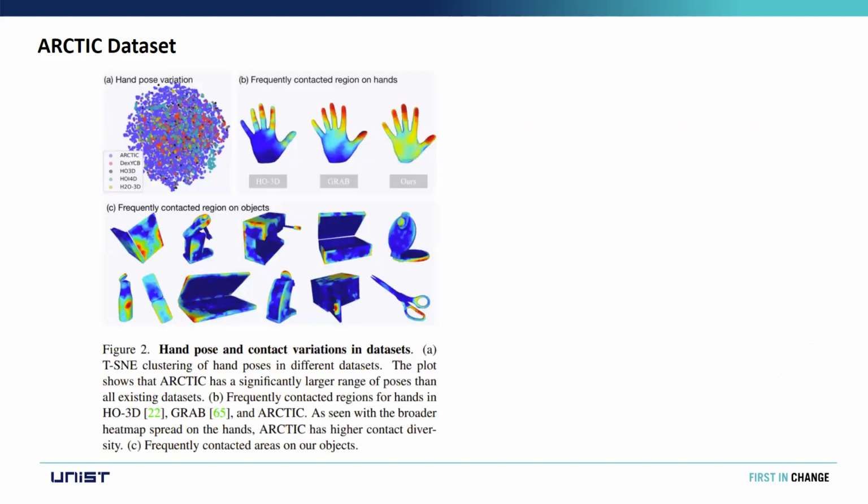This is also some kind of qualitative visualization difference. As we can see on the top left corner, we have the hand pose variation. The plot shows that Arctic has a significantly larger range of poses than all the existing datasets. In B, we can see the frequently contacted regions on the hand. As we see from the image, the broader the heat map spreads on the hand, the higher the contact diversity, and Arctic has higher contact diversity. The last part is C, which shows the frequently contacted regions on the object.